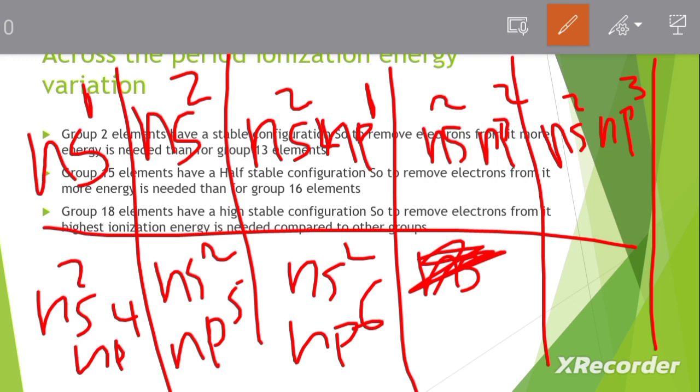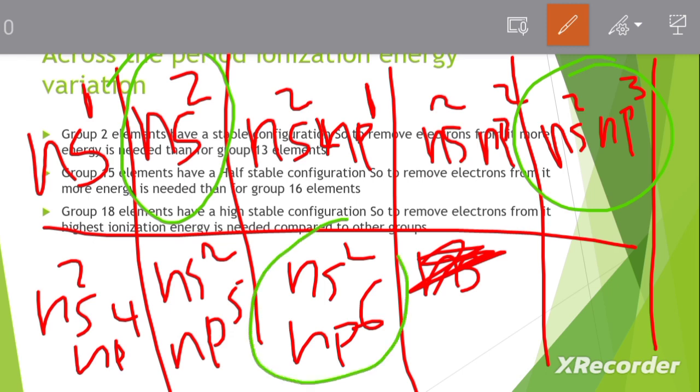Focusing on this, you can see here a stable configuration. And here is another stable configuration. And here is another stable configuration. So what are the groups of them? Here this is the second group, here fifth group, and here eighth group. So in these, stable and half stable conditions can be seen. Their ionization energies should have higher values than the others.